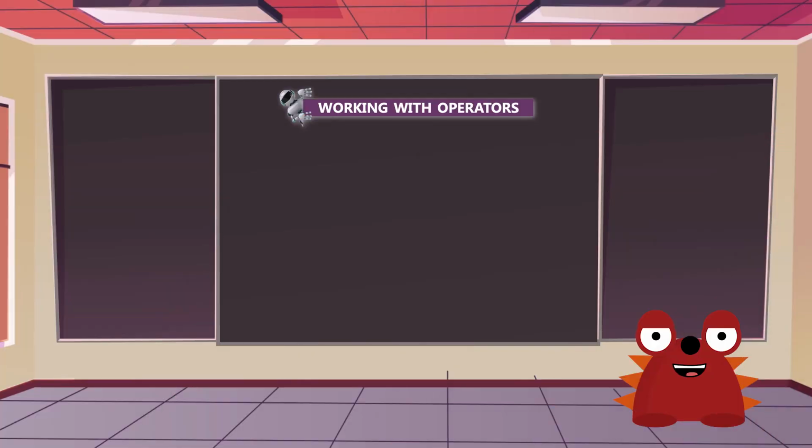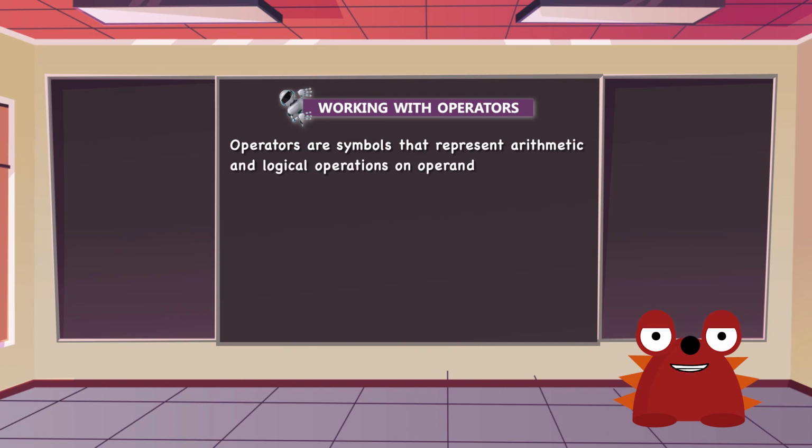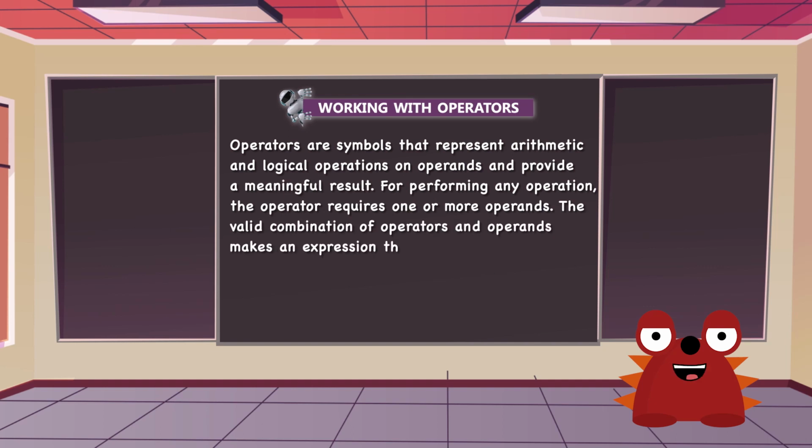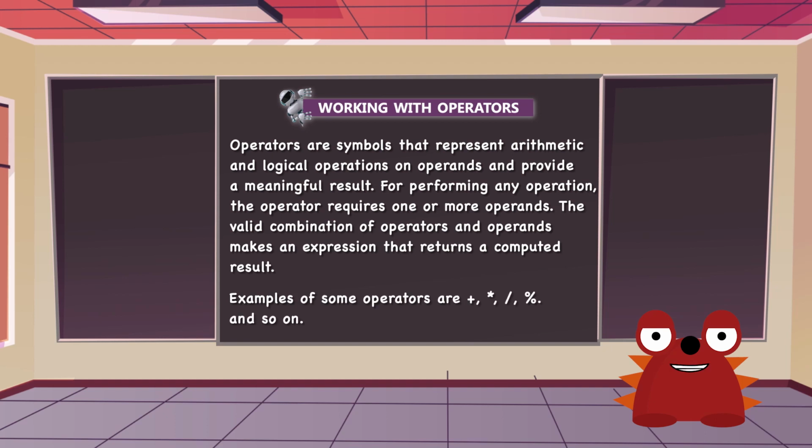Let's learn more about working with operators. Operators are symbols that represent arithmetic and logical operations on operands and provide a meaningful result. For performing an operation, the operator requires one or more operands. The valid combination of operators and operands make an expression that returns a computed result. These are examples of some operators.